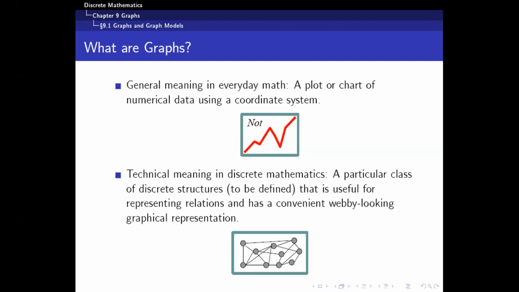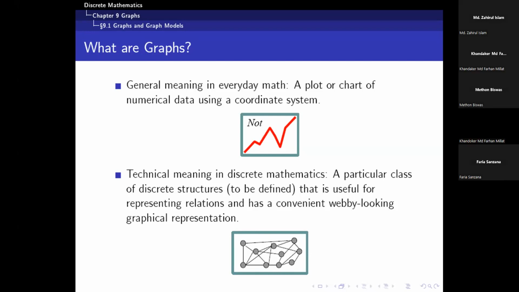But according to the discrete mathematics, graph means something a bit different because it is a kind of discrete structure, and it represents a kind of relationship between objects. It looks like a net, a fishnet, and this type of graphical representation is basically known as the graph according to the discrete mathematics. So this is basically the difference between the graph in discrete mathematics and general mathematics.